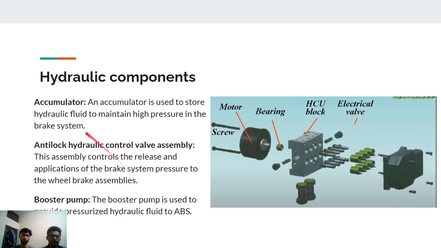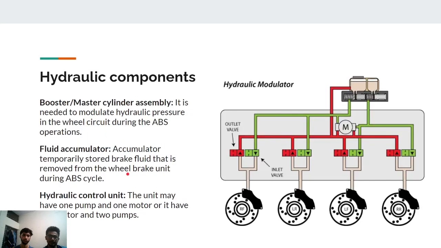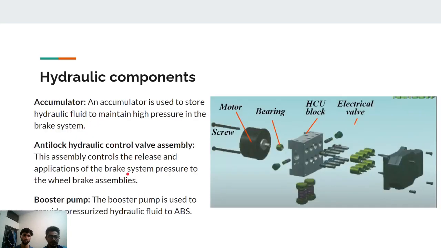In the hydraulic control unit, there are several components. The main one is the accumulator. It is used to store hydraulic fluid to maintain high pressure in the brake system. Next is the anti-lock hydraulic control valve assembly. This assembly controls the release and application of the brake system pressure to the wheel brake assemblies. Next is the booster pump. The booster pump is used to provide precise hydraulic fluid to ABS.